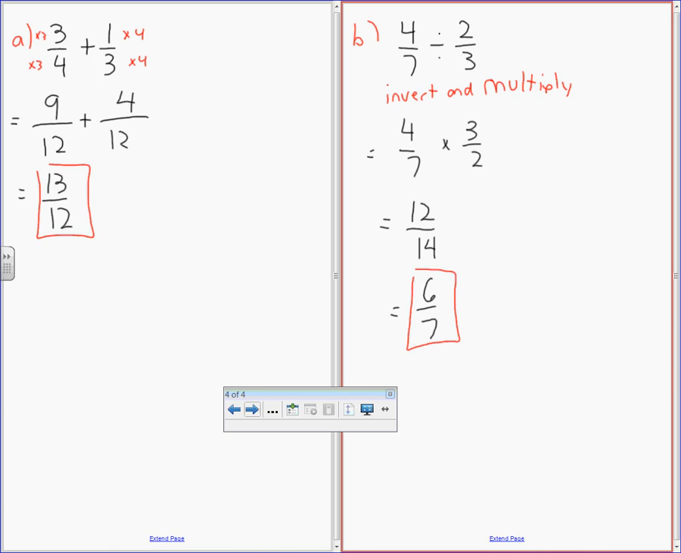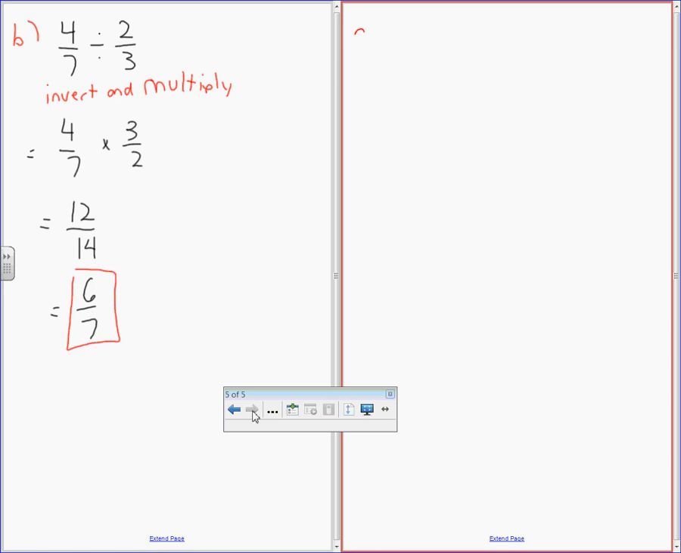Okay, I want to do one more that just tends to get people. And I'm going to put a star beside this. When I put a star beside a question, that means it's very important. It will appear on your exam, and also it's something that you will often make mistakes on. That's a star. Okay.